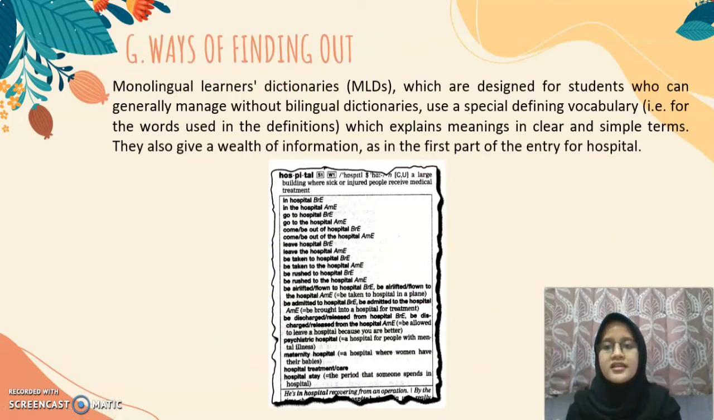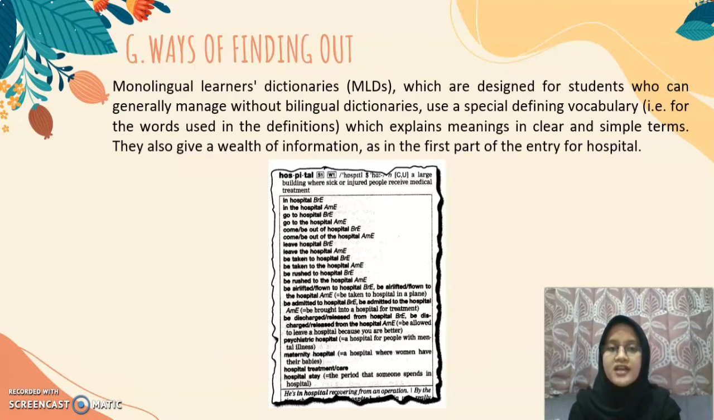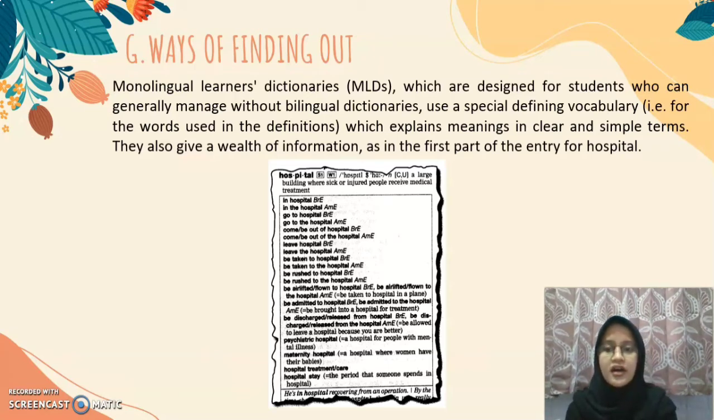The next is monolingual learners' dictionaries, or MLDs, which are designed for students who can generally manage without bilingual dictionaries. They use a special defining vocabulary, i.e. a list of words used in the definitions, which explain meanings in clear and simple terms. They also give a wealth of information, as in the first part of the entry for hospital. We can take a look at the picture.